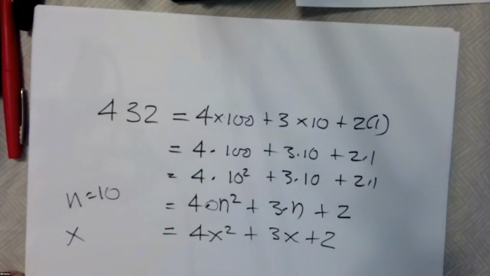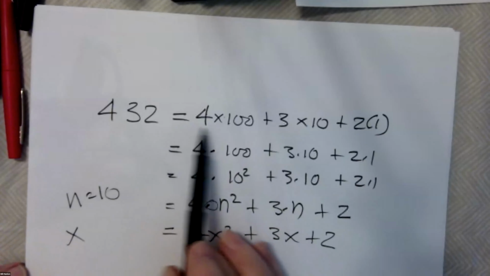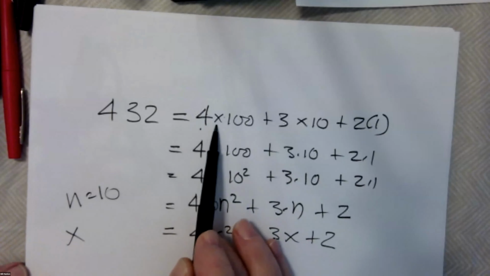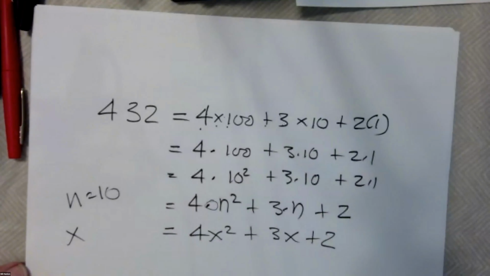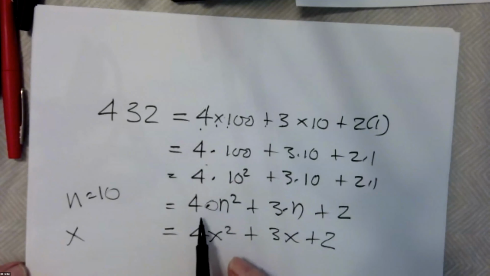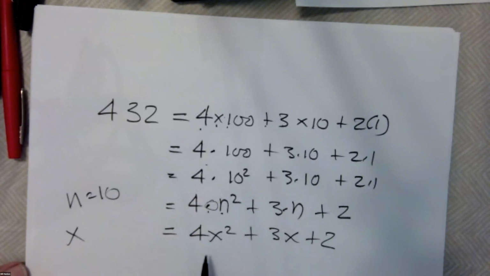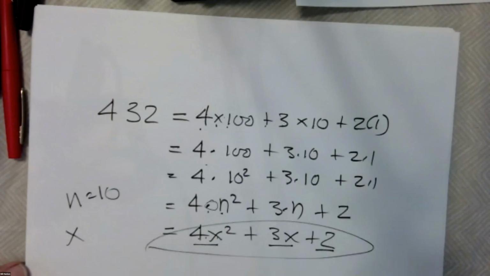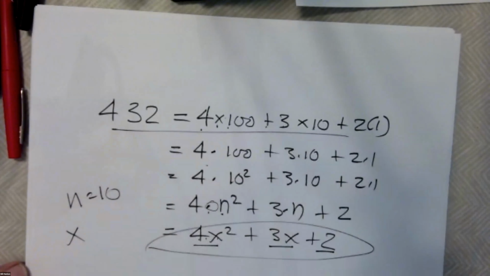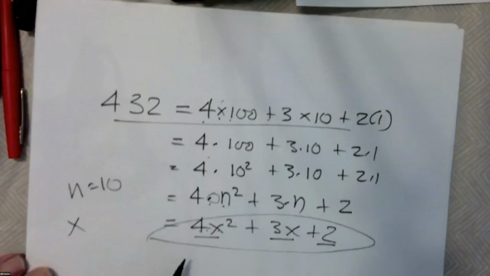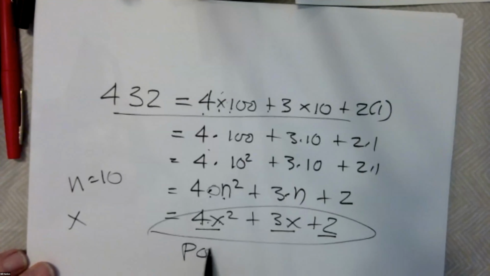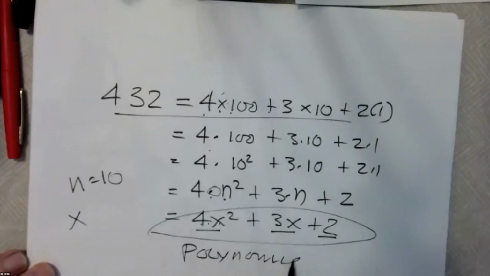The greatest thing that changed here is the vocabulary and notation. We started off in elementary school as 4 times 100 plus 3 times 10 plus 2 times 1. We changed the multiplication sign to a dot. Then we said let n equal 10, so we use substitution. And then all of a sudden, instead of saying 4 times x squared, we're saying 4x squared plus 3x plus 2. And we're using exactly the same concept that we use up here, except up here it's called expanded notation. In an algebra class, of course, this is called a polynomial.